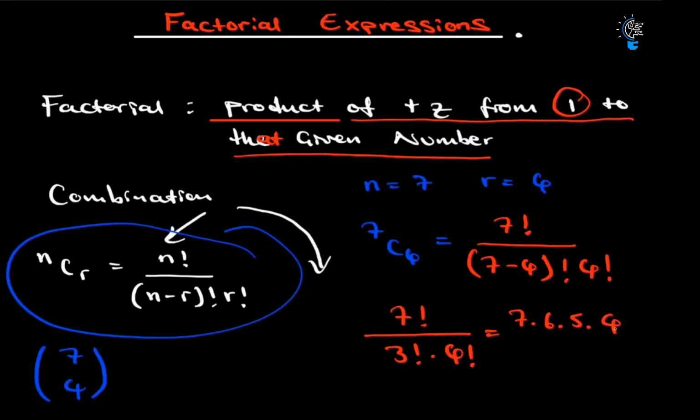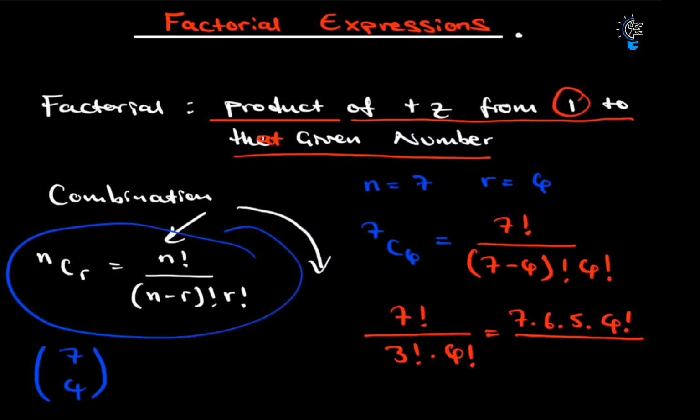Now 4, we can write it with a factorial. Reason being is that we can expand this one up to 1. This can go on as 4 times 3 times 2 times 1. But this one can be simplified as 4 factorial. So we can write it this way rather than giving a list of values like this one. So we can write it as 4 factorial.